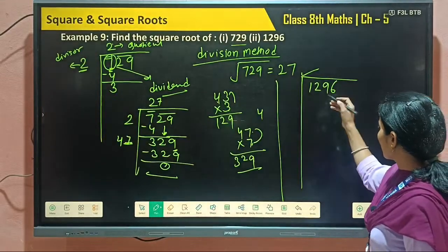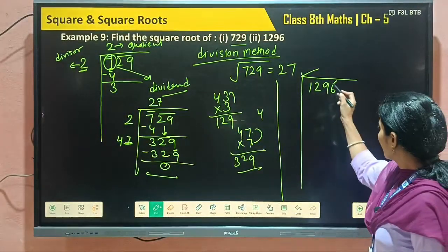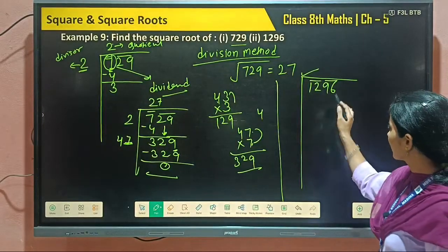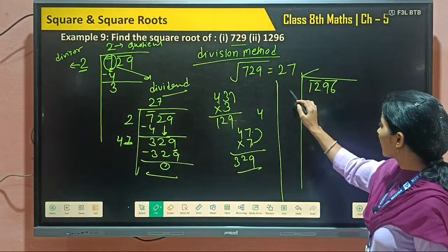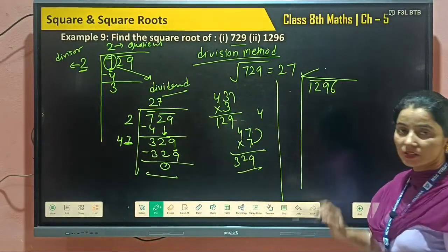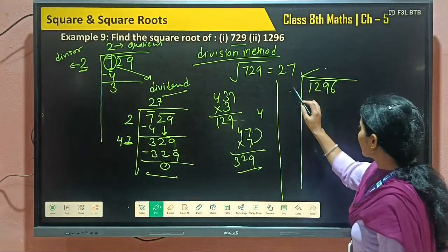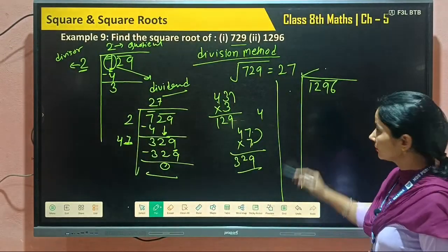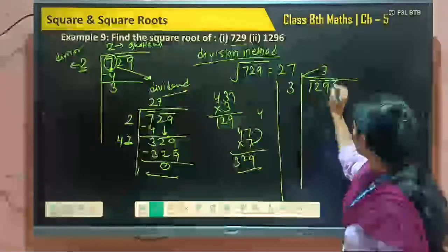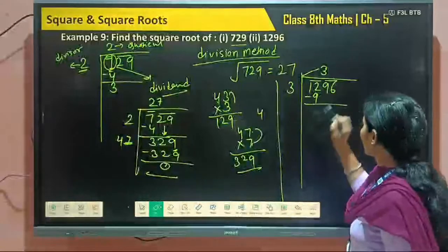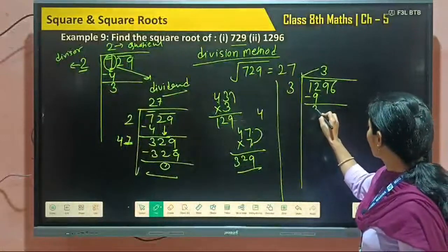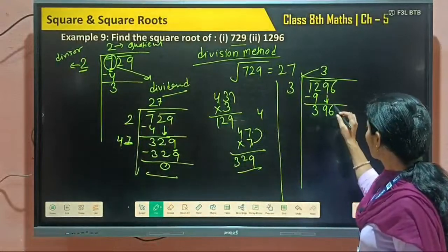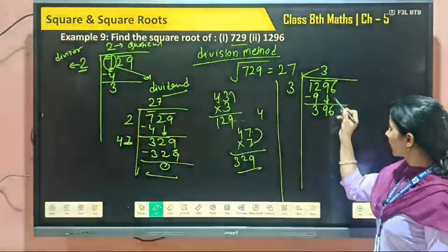Let us start pairing digits from the rightmost. One pair, 9 and 6, and the next pair is 12. Okay, all digits are in pairs. Now we have to think of one number whose square will be less than or equal to 12. 3 3s are 9, 4 4s are 16. 16 will be larger than 12, so we will take 3 3s are 9. The answer is 3. Then carry down the next pair, not a single digit.